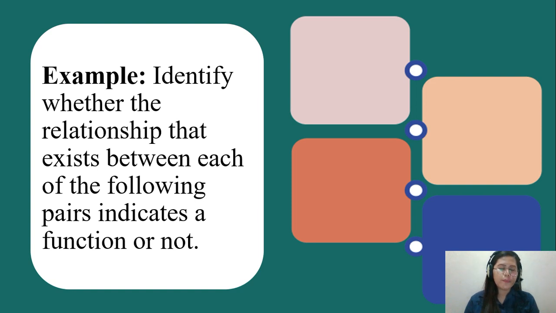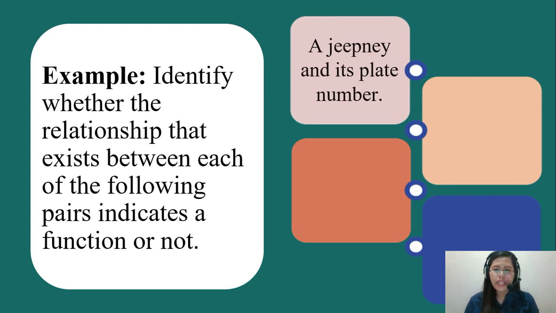Identify whether the relationship that exists between each of the following pairs indicates a function or not. Number 1, a jeepney and its plate number. Is that a function or not? Yes, that is a function. Kasi in every jeep naman po, jeepney, iba-iba po sila ng plate number. Wala namang dalawang jeep, tatlong jeep, apat na jeep na iisa ang plate number. So, 1:1 po yan. Isang jeep, isang plate number. Unique po lahat ang plate numbers ng jeep. So, that is a function.